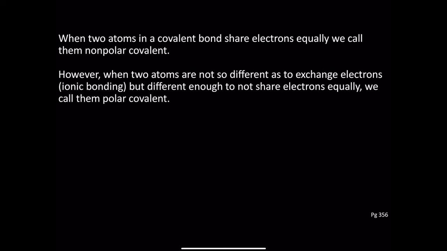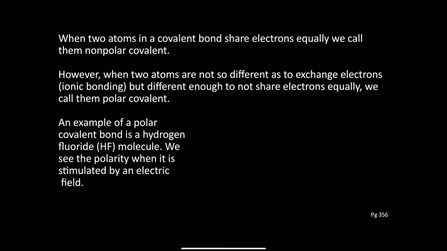So when the two atoms are not so different as to exchange electrons, which would be metals and nonmetals, which is ionic bonding, but different enough not to share electrons equally, so they're not sharing electrons perfectly like hydrogen does, one has a greater pull. We call them polar covalent, greater pull, P-U-L-L. They're polar covalent bonds, okay? So we've got nonpolar covalent bonds and polar covalent bonds.